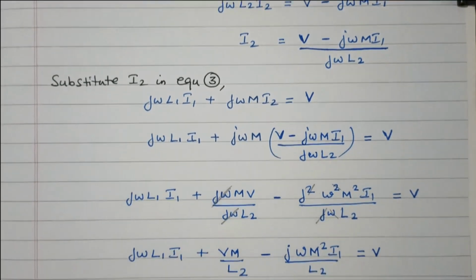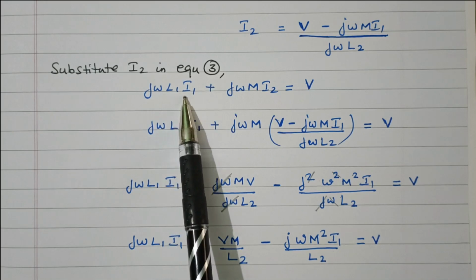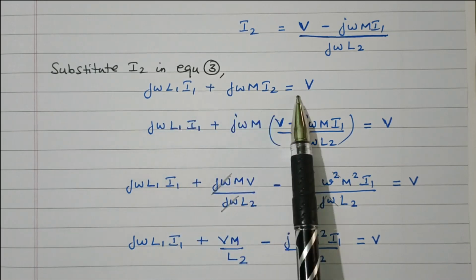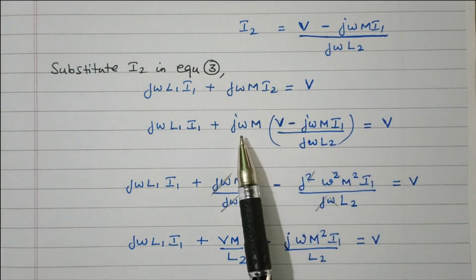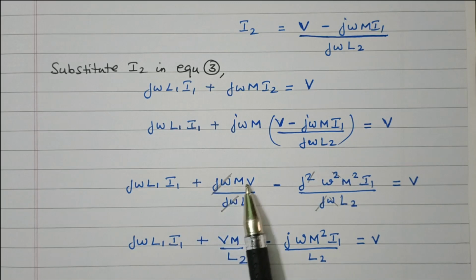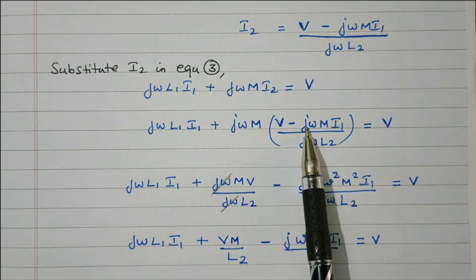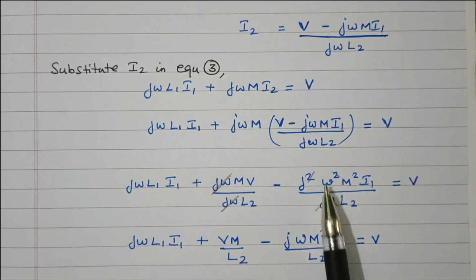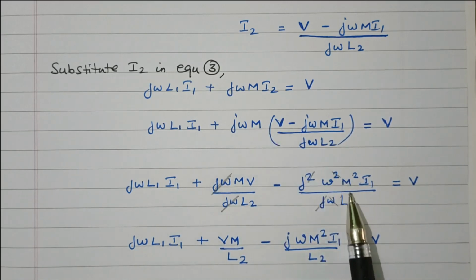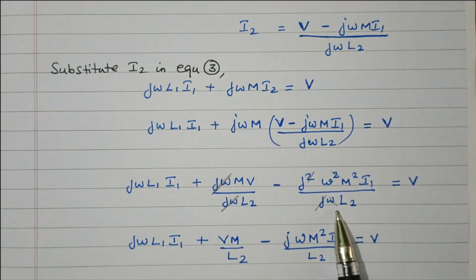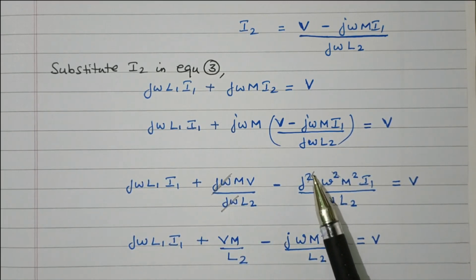Now we'll see how we are substituting. This is equation 3: j omega L1 I1 plus j omega M I2 equal to V. In this we substitute the value of I2, and it is multiplied inside. We get j omega M V divided by j omega L2, minus j squared omega squared M squared I1 divided by j omega L2. So here j omega got cancelled.